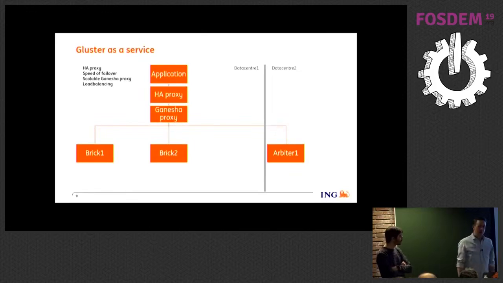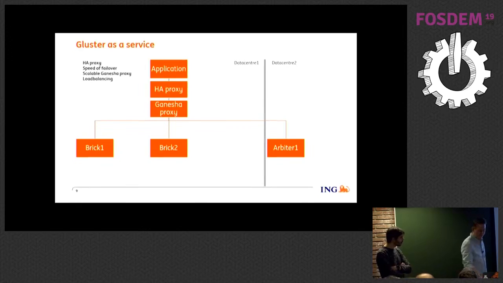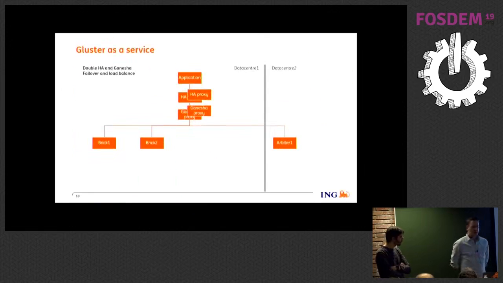In front of the Ganesha proxy, we have placed an HA proxy, again for scalability, and these also take care of load balancing. It can make a decision to go to what Ganesha proxy based on the current load. Well, obviously we want to be high available, so everything is double. The HA proxies are active-passive and the Ganesha proxies are active-active. In this picture there are 2 Ganesha proxies, obviously it can be more.